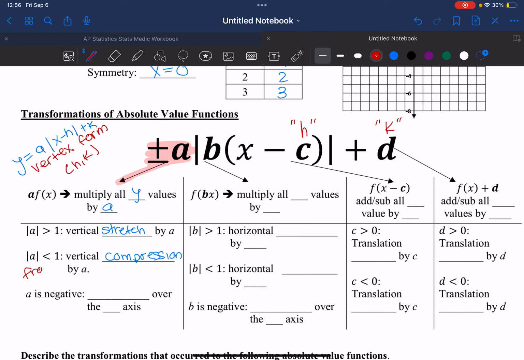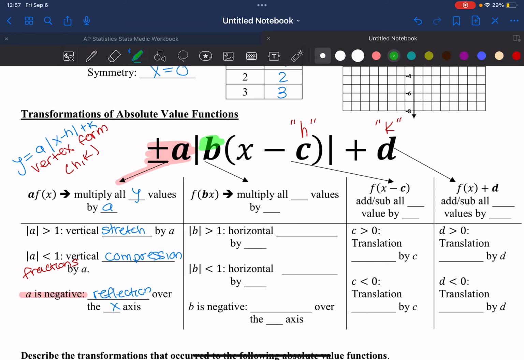Specifically, it's talking about fractions. So when you see this, this is fractions. So if our a value was a fraction smaller than 1, then we know we would have a vertical compression. Okay? If it is a whole number greater than 1, then we are having a vertical stretch. If a is negative, then we are going to have a reflection over the x-axis. And we talked about that a little yesterday where we said, okay, if a was positive, it looks like the V, but if a is negative, it looks like the V upside down. So it flipped over the x-axis.